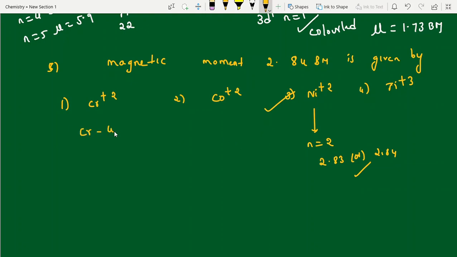Chromium 4s1, 3d5, exceptional case. Chromium plus 2 means here 1 electron, here 2 electrons lost, 3d3. 3d3 means n equal to 3, Bohr magneton is 3.8. It's not matching. Next, cobalt. Cobalt, argon, 4s2, 3d7, cobalt 27, right?